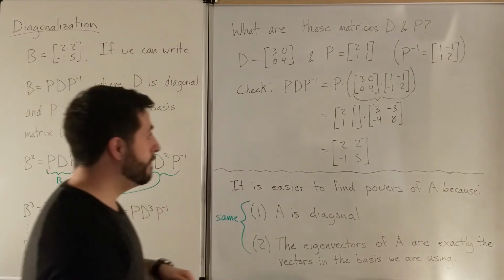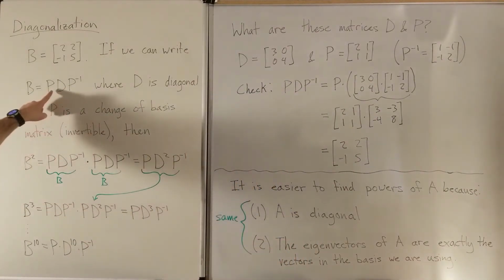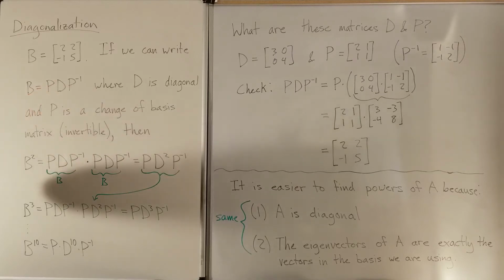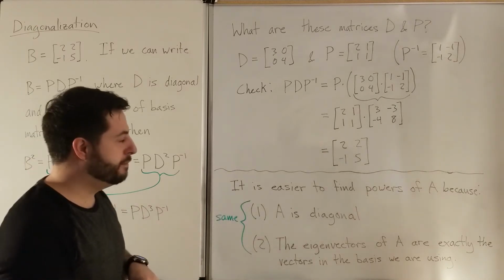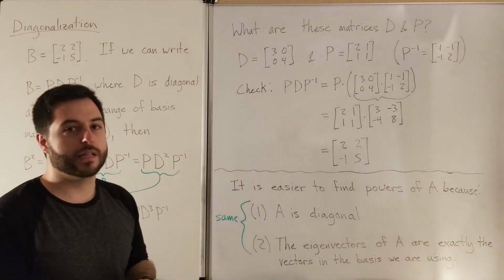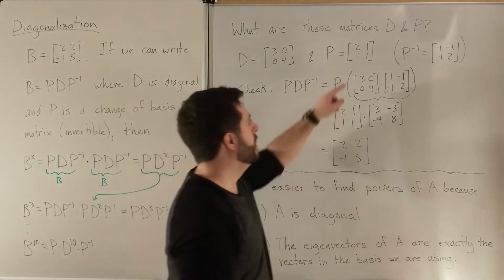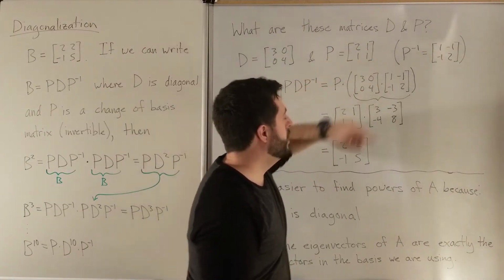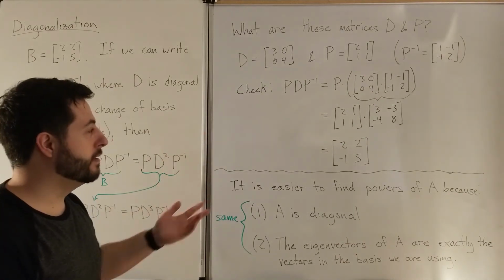Okay, so how do we find P? Well, P, remember, is the change of basis matrix from the eigenbasis into the standard basis. And so the columns of P should just be the eigenvectors. In other words, the basis vectors in the eigenbasis. Okay? So (2, 1) and (1, 1) are the eigenvectors of the matrix B. Okay? And then P inverse would be calculated once you know P.